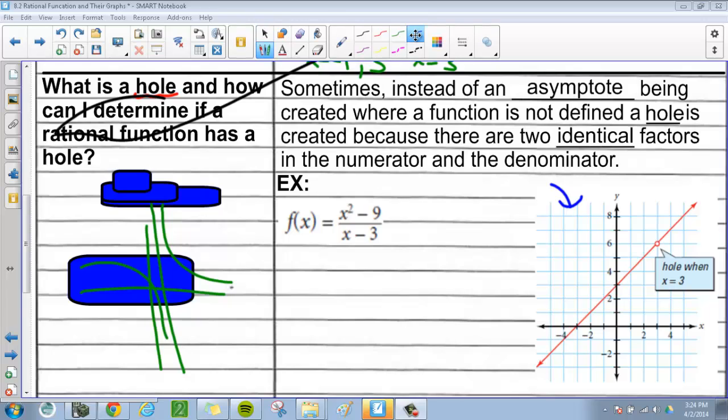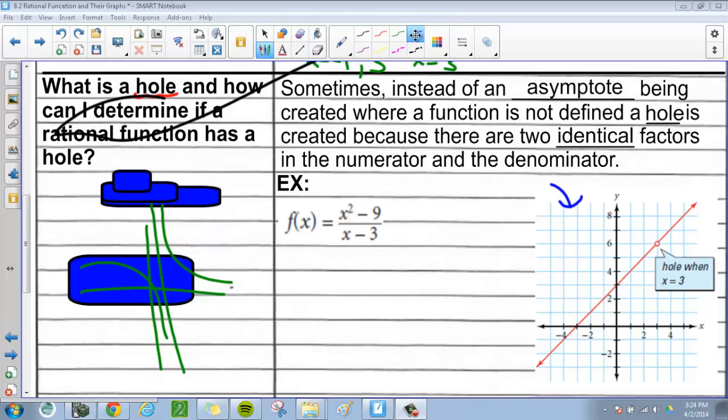Now, if you were to look at this function, you could say, oh, this function isn't defined when x is equal to positive 3, because if you put a 3 in here, we have 3 minus 3, which is 0. And so a lot of students would just jump to the conclusion, oh, well, that's where there's an asymptote, when x is equal to 3. But there's no asymptote in this situation, and I'll show you why. Check this out.